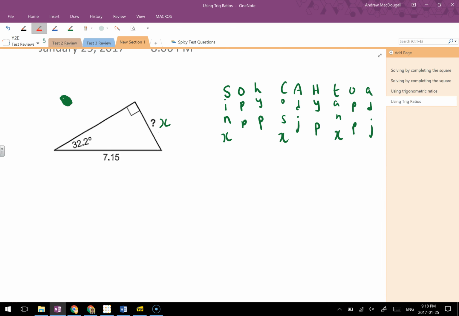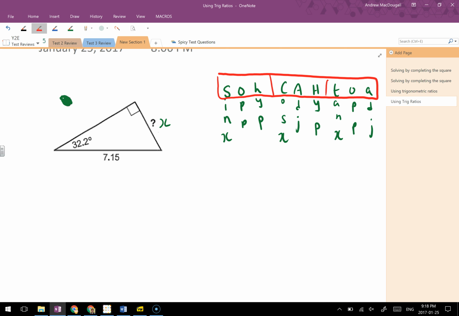So we have a mnemonic device, SOHCAHTOA, that we use to remember this. So you can see it right here. S-O-H, sine is opposite over hypotenuse. Cosine is adjacent over hypotenuse. And TOA, tan is opposite over adjacent. Well, okay, how can we use this to solve our problem?